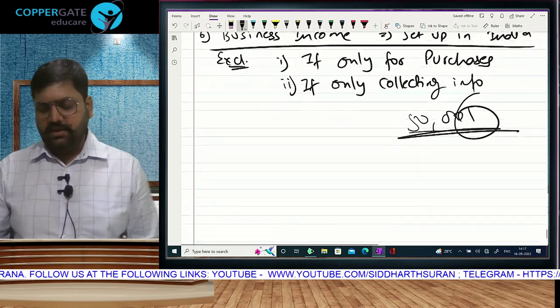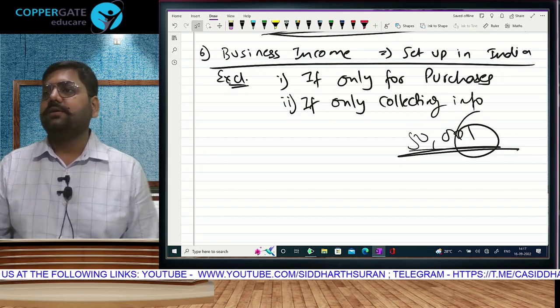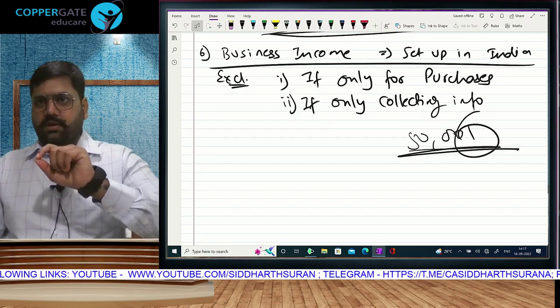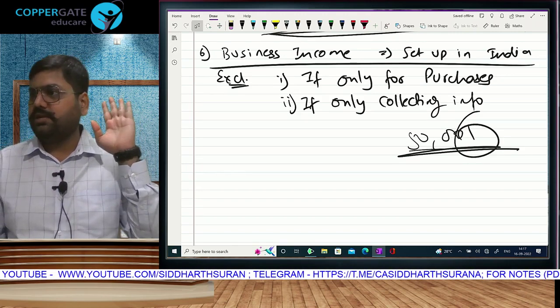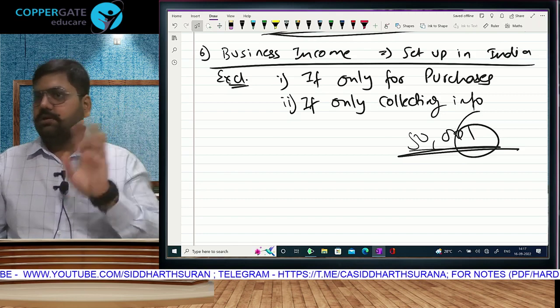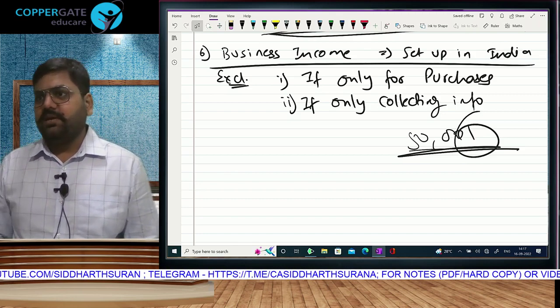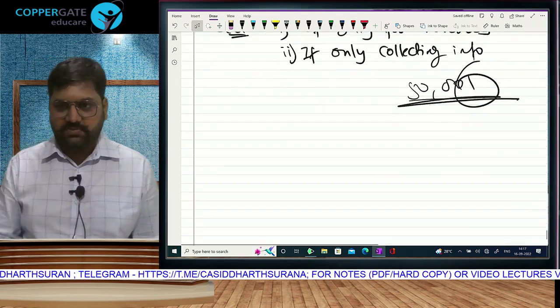And finally, if a business is set up in India, it will always be treated as Indian income. With 2 exceptions. If you have set up that office only for making purchases and sending the goods outside India, only purchase and export, then it is not treated as Indian income. Or a business set up in India where you are only collecting information, then it is not treated. This is where we stopped yesterday. This was still revision going on.